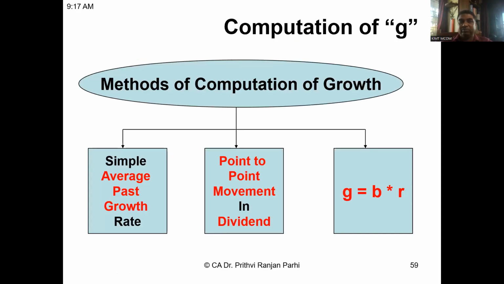Now, one more thing is that in this context, when we are learning cost of equity, there is also a need to compute this growth rate. If you look at your screen, there are three methods of computation of growth rate. One is simple average past growth rate. Second, point-to-point movement in dividend. Third one is G is equal to b into r.